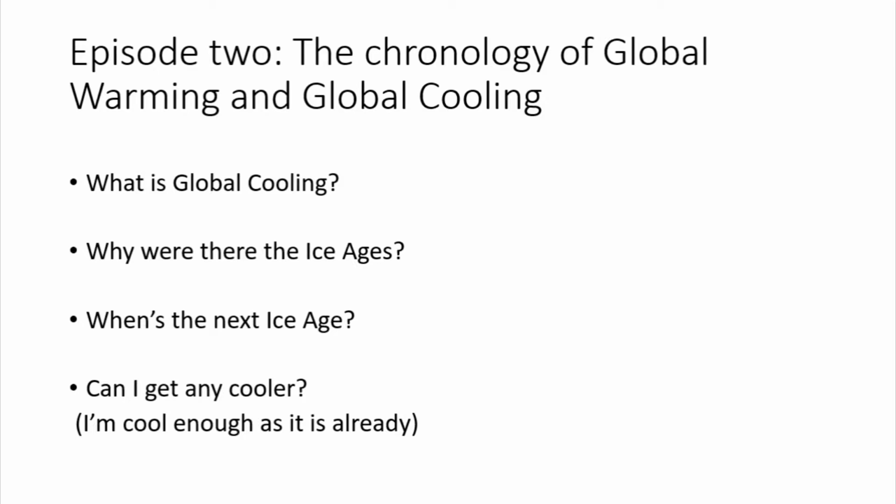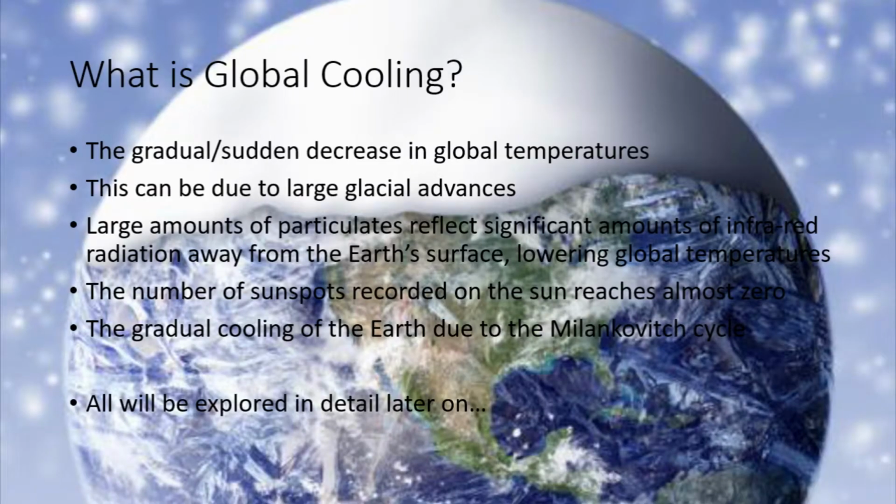This is episode 2 of my global warming lecture. Last episode we covered the role of the carbon cycle. In this episode, we're going to be looking at the chronology, the timeline of global warming and global cooling. We'll cover what is global warming, why were there the ice ages, and when's the next ice age, which should be quite interesting. This episode is going to be quite long because there's a lot to cover, so you may want to pause the video, grab a drink and some food, because this is going to be a proper lecture.